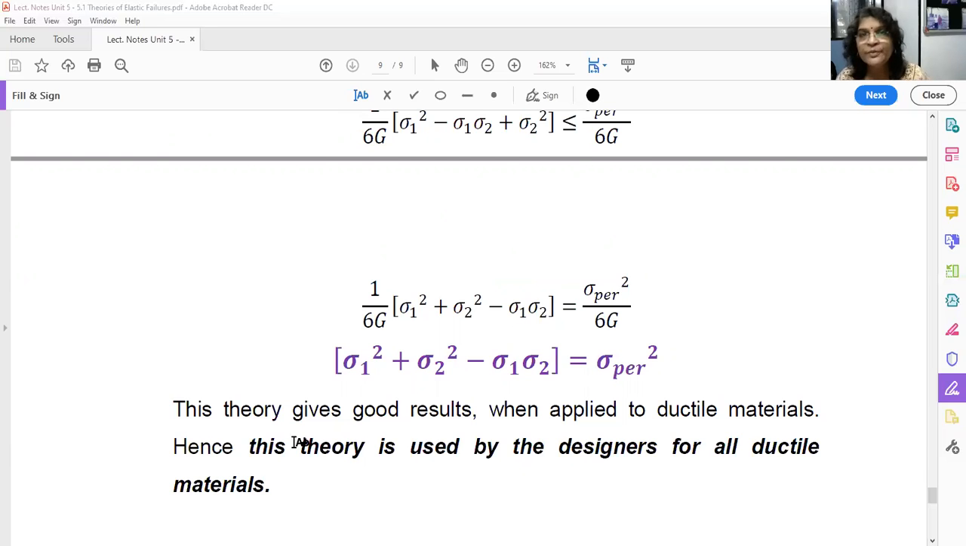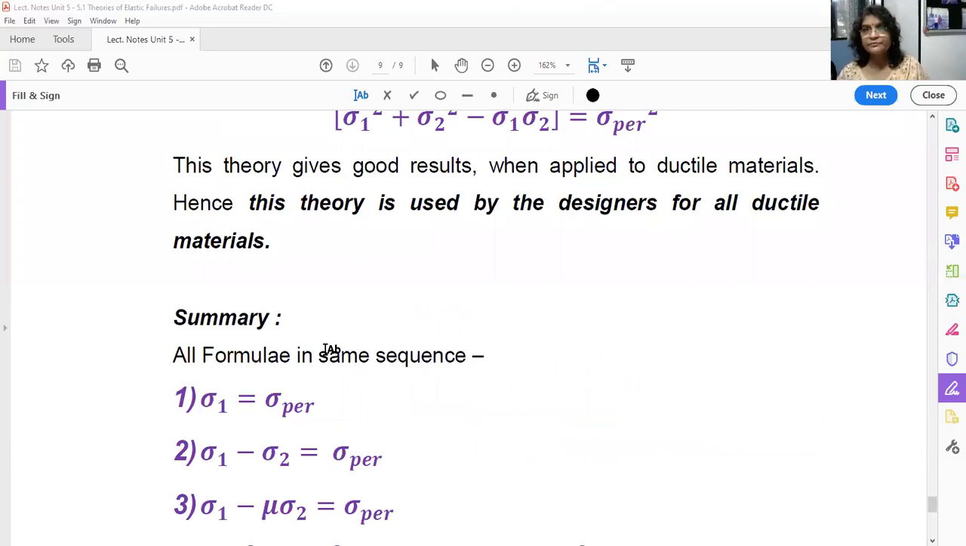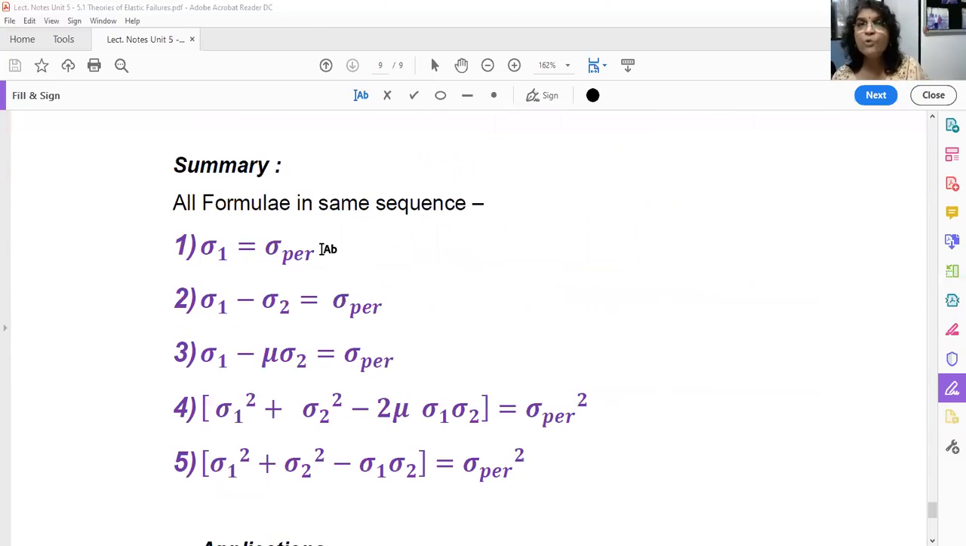Okay. So what is the summary now? Very important step. How to remember all these formulae. See, when you write down all the formulae in a sequence, it is easy to remember. So what is the first theory? Maximum principal stress theory. Okay. So in that case, what is the equation? Sigma 1 is equal to sigma permissible. Very simple, simplest statement. That is, maximum principal stress must be equal to sigma permissible.